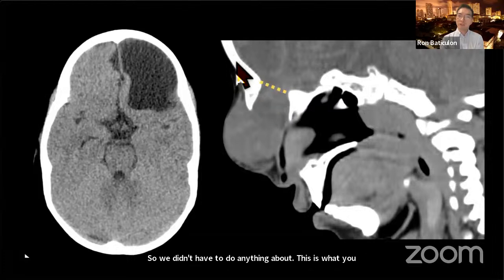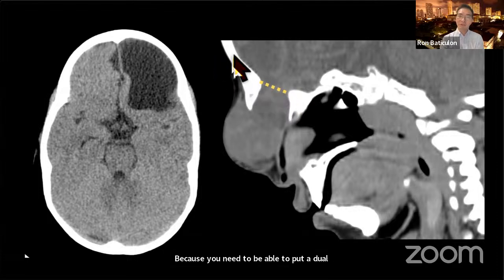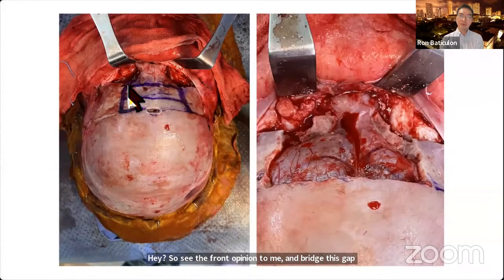So remember, when you do your craniotomy, the tricky part is getting here, because you need to be able to put a dural graft to bridge this gap. Okay, so you do a frontal craniotomy and bridge this gap. So this is how we would do it.